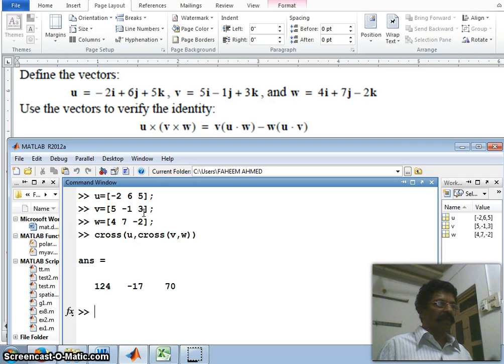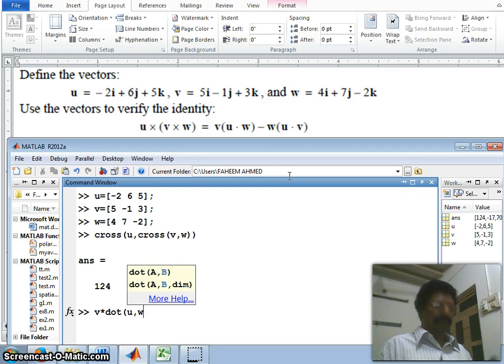Now let me find out. Therefore, this value is the left hand side. Now let us find this one. Therefore, this is a dot product. Therefore, v multiplied by this one is the dot product of u comma w, minus w multiplied by this one, the dot product of u comma v.